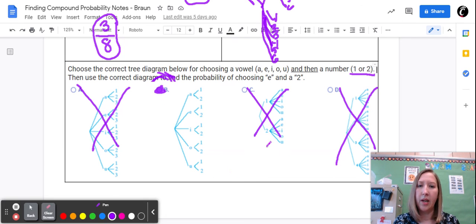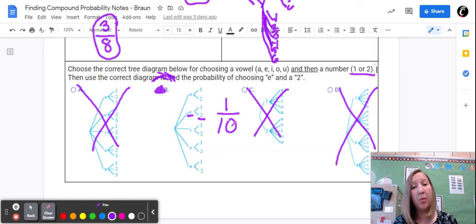And then we want to actually find the probability of choosing an E and a 2. So I'm going to follow my tree diagram and I'm going to find my E and my 2. So that only occurs one time. So my favorable outcomes is 1 out of, and I want to know how many total outcomes I had. So I had A1 and A2, E1 and E2. So I can count each of these up. I have 1, 2, 3, 4, 5, 6, 7, 8, 9, 10. So the probability of choosing E and 2 is 1/10.